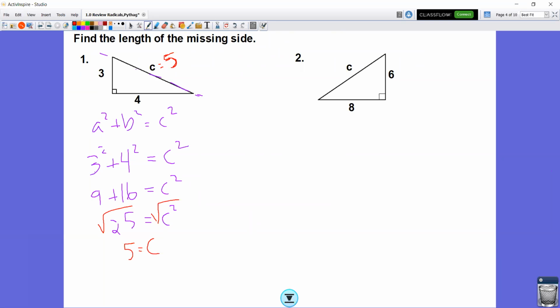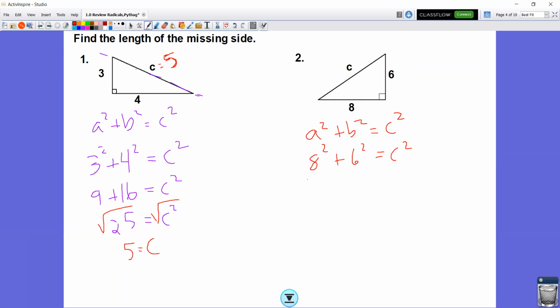All right, that's all there is to it. So number 2, we're going to do the same thing, right? A squared plus B squared equals C squared. And like I said, it doesn't really matter which one's A or B. We know that the legs are 8 and 6. Doesn't matter. I see 8 first. I'm just going to go ahead and write that down. So 8 squared plus 6 squared equals C squared.